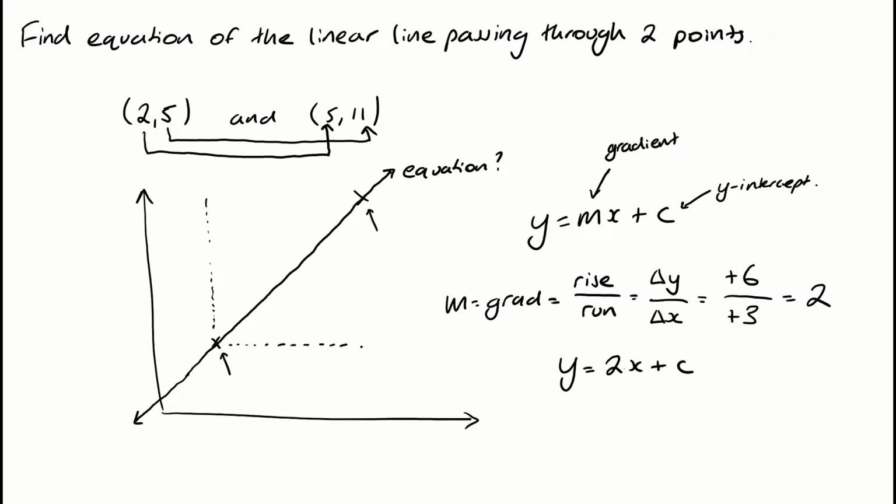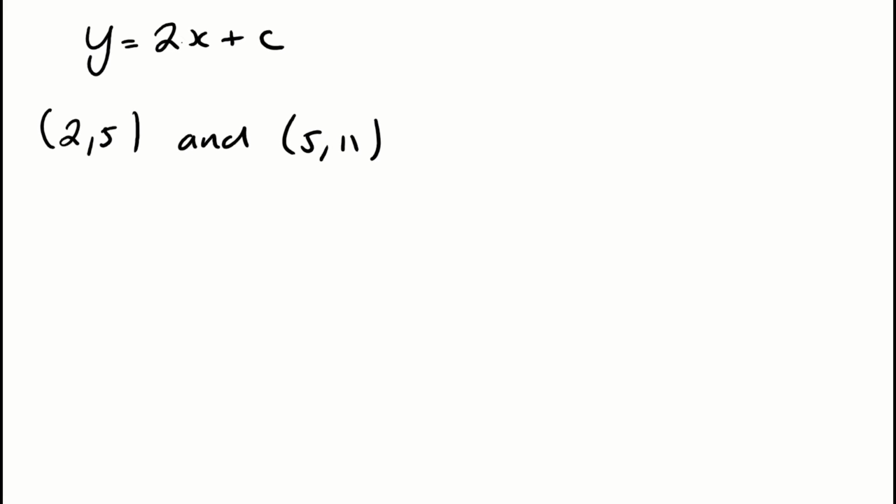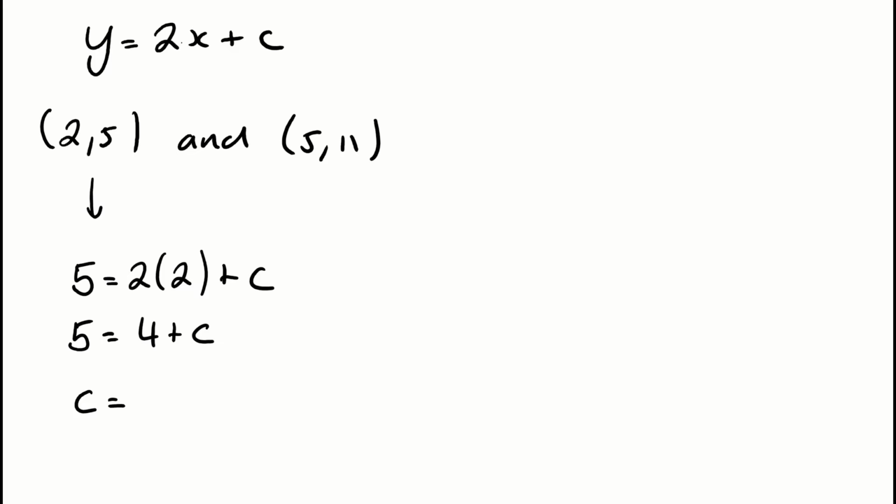The only bit that I've got to find now is my y-intercept, and I'm going to do that by substituting one of these 2 points into this equation. Now we're going to put both in, and I'm going to show you that it doesn't matter which point you choose. So we'll just take a note. We've got the point (2, 5) and the point (5, 11). So let's come down here now. Let's have a look at our equation and the 2 points that we've got available to us. Let's start by putting in the point (2, 5). So in for y, I put a 5. And in for x, I put a 2. And I can solve for c. So 5 equals 4 plus c. So c would have to be 1.